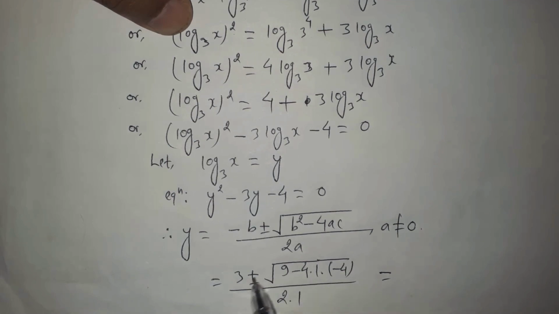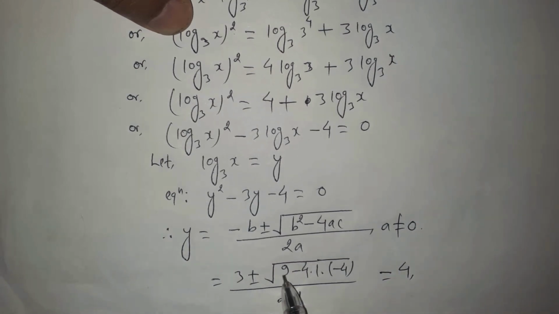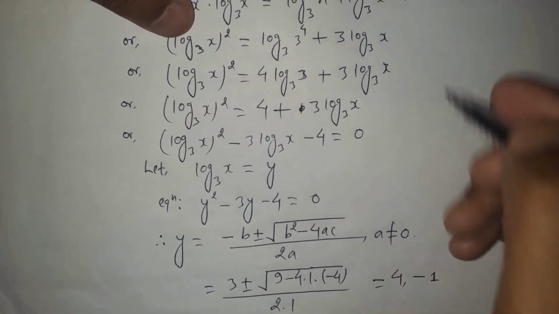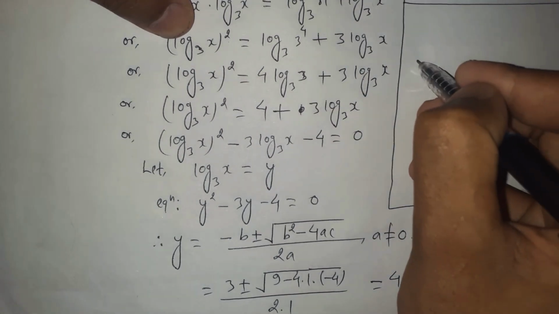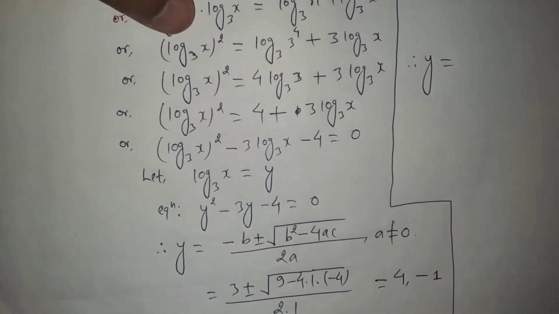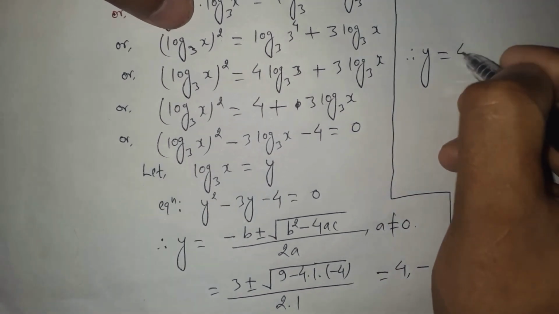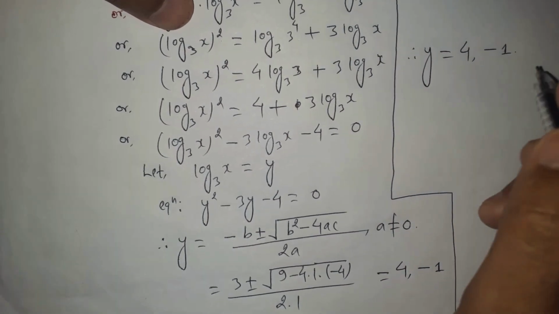Here, if we take the positive sign, then 3 plus 5 will be 8. 8 divided by 2 gives 4. If we take the negative sign, 3 minus 5 gives negative 2. Negative 2 divided by 2 gives negative 1. Here we obtain the value of y. One root is 4, and the other root is negative 1.